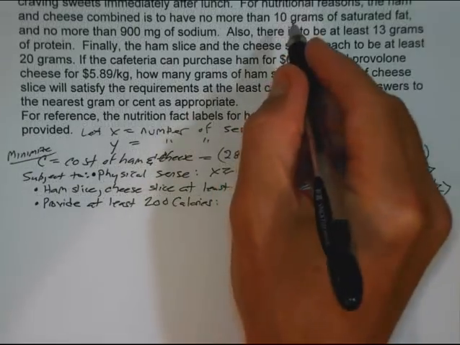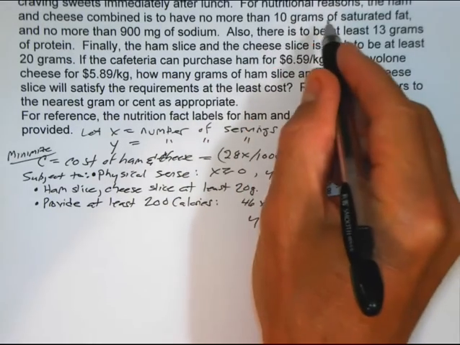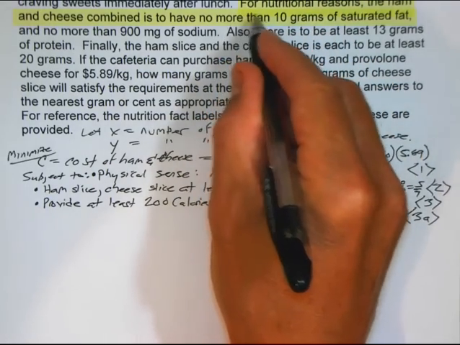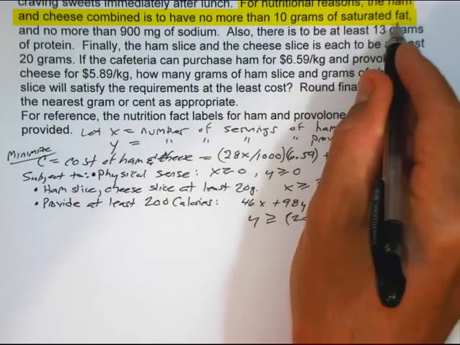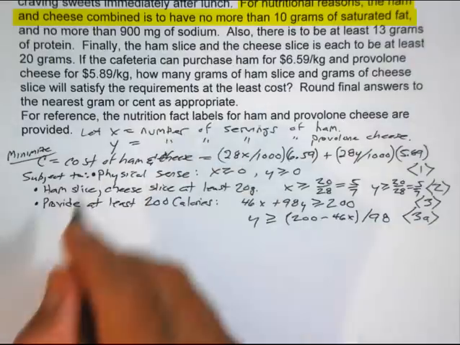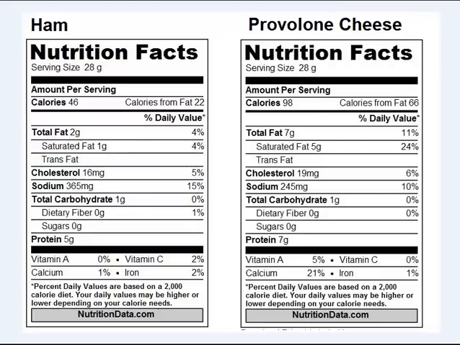Okay, back up to the problem statement. Here's a sentence that follows the calorie restriction. For nutritional reasons, the ham and cheese combined is to have no more than 10 grams of saturated fat. Okay, time to go back to the nutritional fact labels again. Okay, careful now. It's saturated fat we're concerned about, not total fat. Alright, in the case of the ham, we're looking at one serving having 1 gram of saturated fat. In the case of the provolone cheese, we see that one serving has 5 grams of saturated fat.